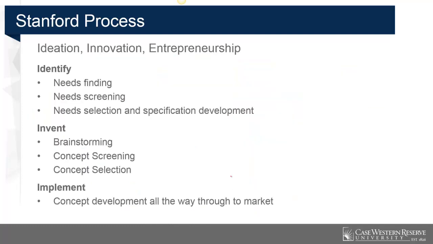So basically, the Stanford process is identify, invent, and implement. They did a wonderful job in taking what people thought was a magical process with a lot of mystique, and translating it into actionable terms. Identification means need finding, need screening, and then selection and specification development. Specification development is very important, and many people are familiar with that.